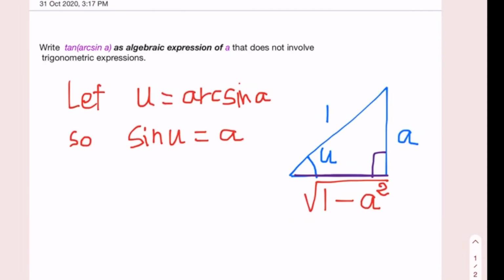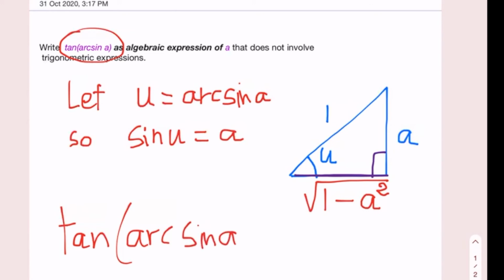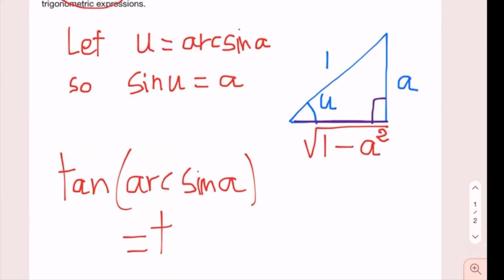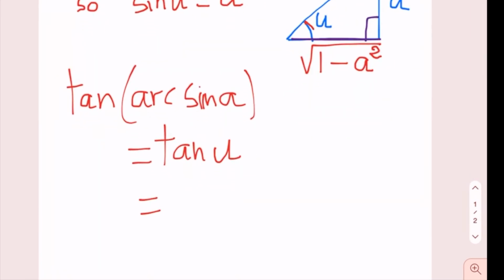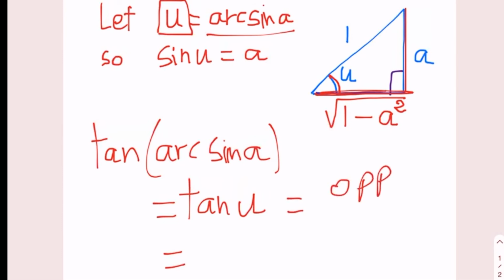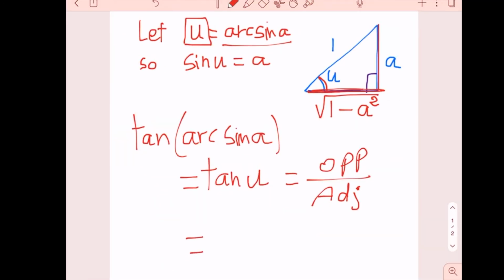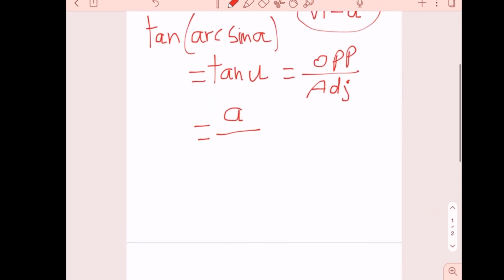Now, we use the definition of the tangent. Tangent of angle U, which is arcsine A, equals opposite over adjacent. That's the definition of tangent. The opposite of U is A, and the adjacent is square root of 1 minus a squared.